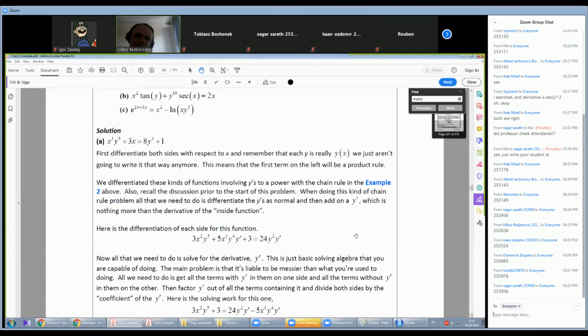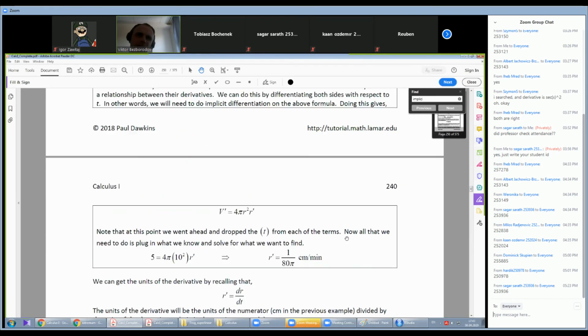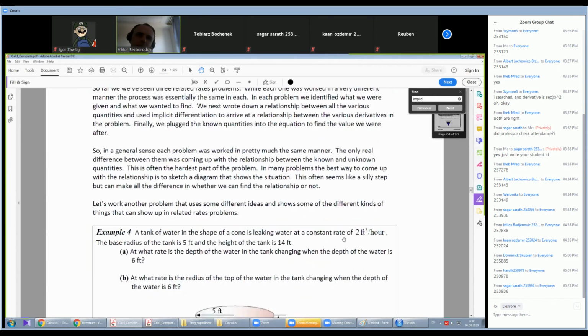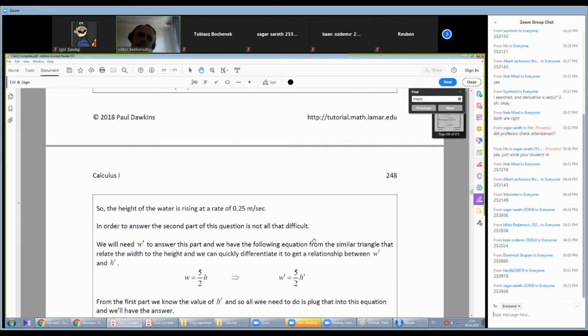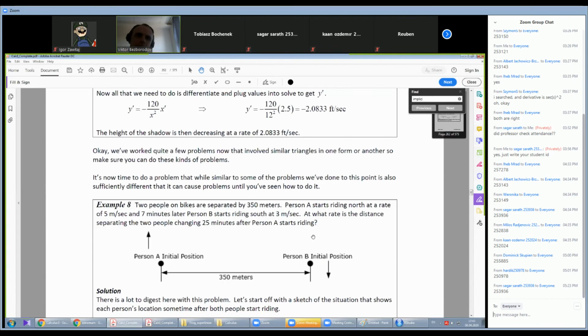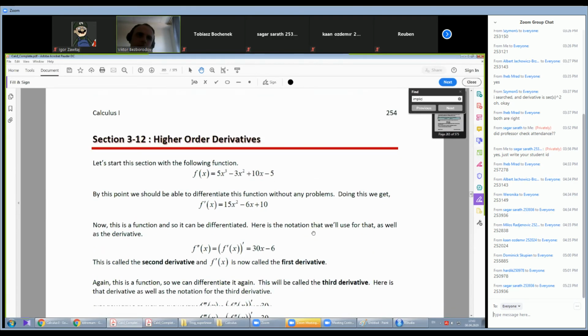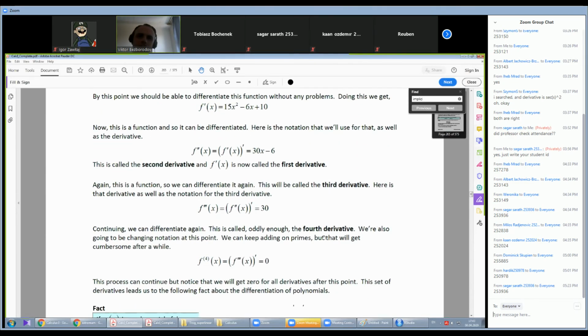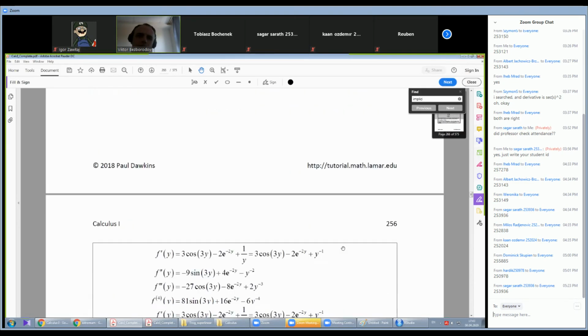Then we discussed the higher order derivatives. Higher order derivatives are just the derivative of the derivative, so there's nothing really new here, I would say. I think this is clear. Nothing to really talk about too much here.